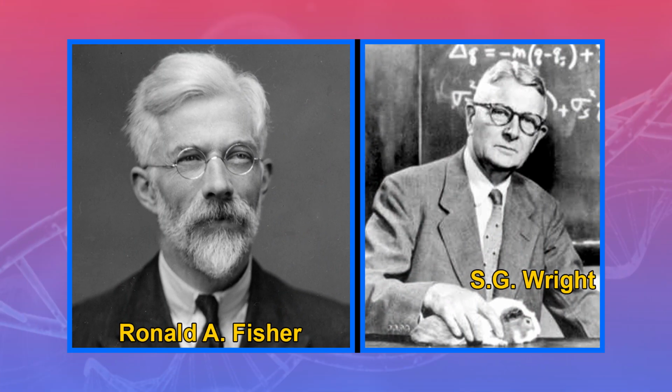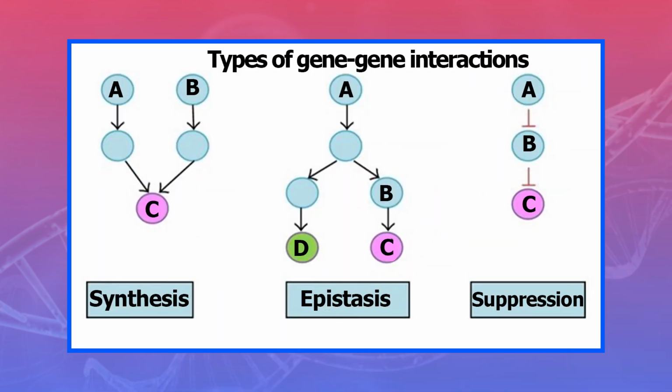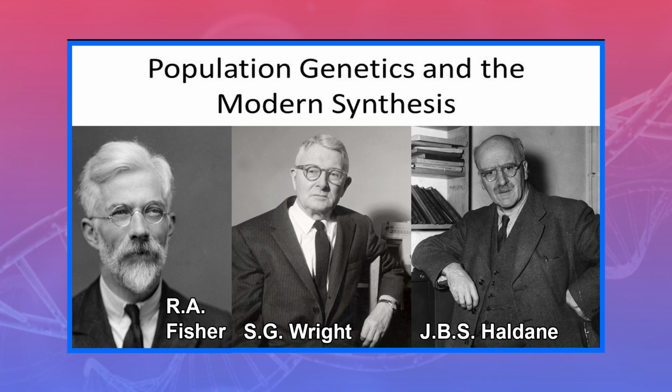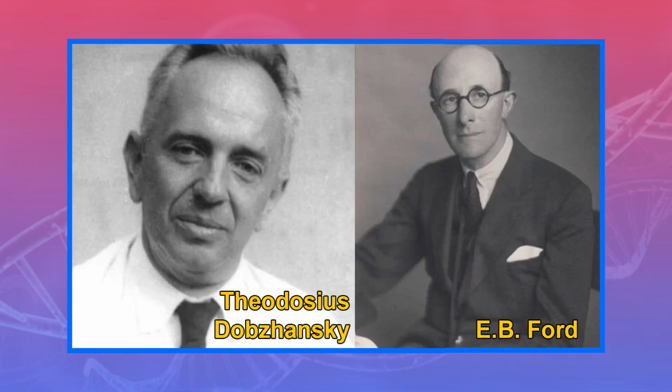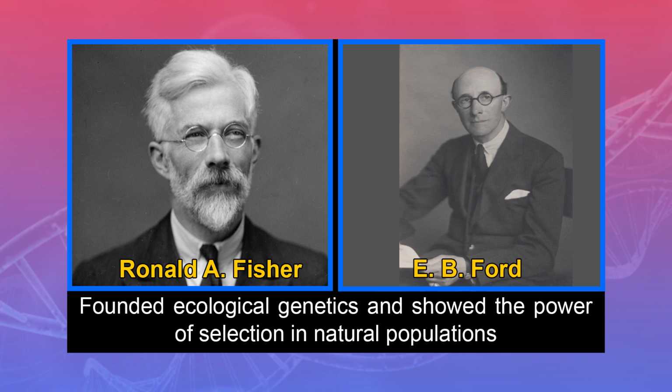The dispute between Fisher and Wright in regard to the salience of parameters like genetic drift and gene-gene interaction gave rise to the Wright-Fisher controversies, which continued for decades and still echo down to the present. While these three workers laid the theoretical groundwork, experimentalists like Theodosius Dobzhansky and E.B. Ford set out to test some of the models promulgated by the theoreticians. Ford was an acolyte of Fisher, who founded ecological genetics and showed the power of selection in natural populations.